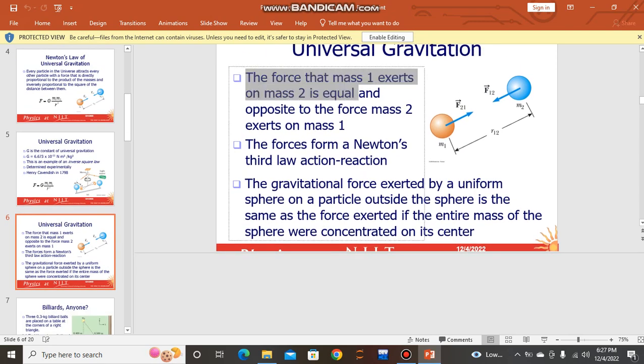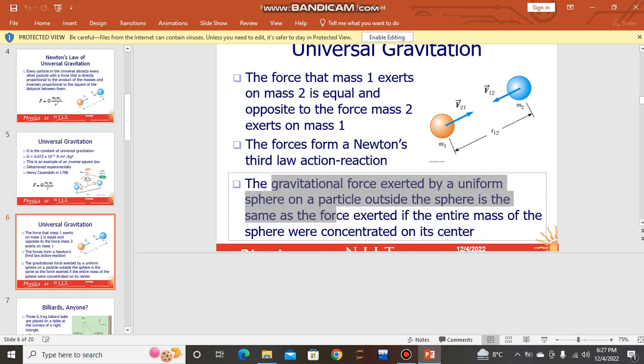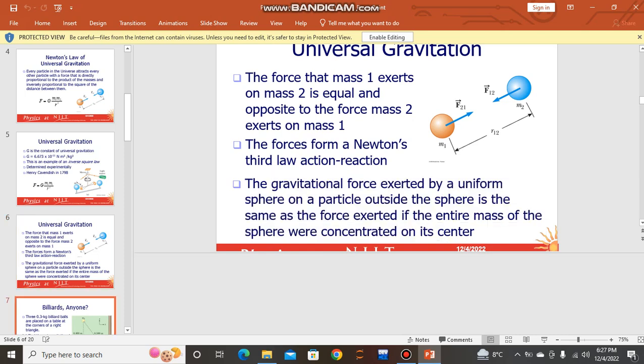The force that mass 1 exerts on mass 2 is equal and opposite to the force mass 2 exerts on mass 1. The forces form a Newton's third law action-reaction pair. The gravitational force exerted by a uniform sphere on a particle outside the sphere is the same as the force exerted if the entire mass of the sphere were concentrated at its center.